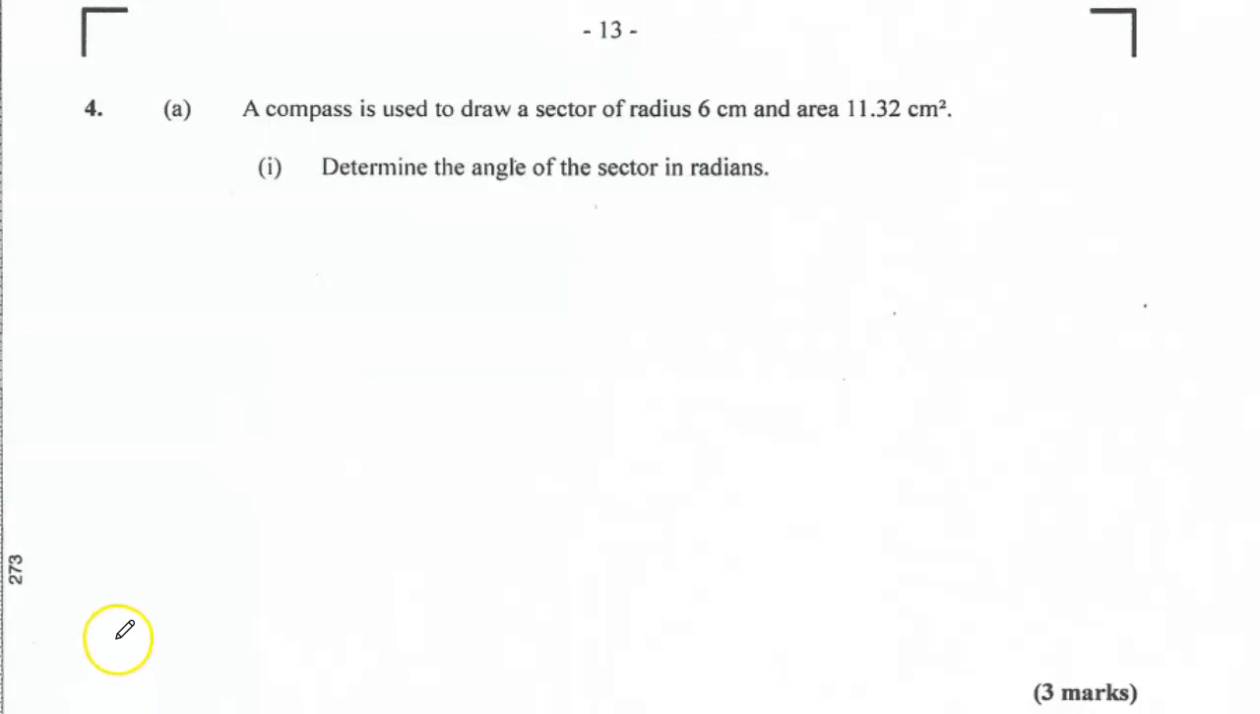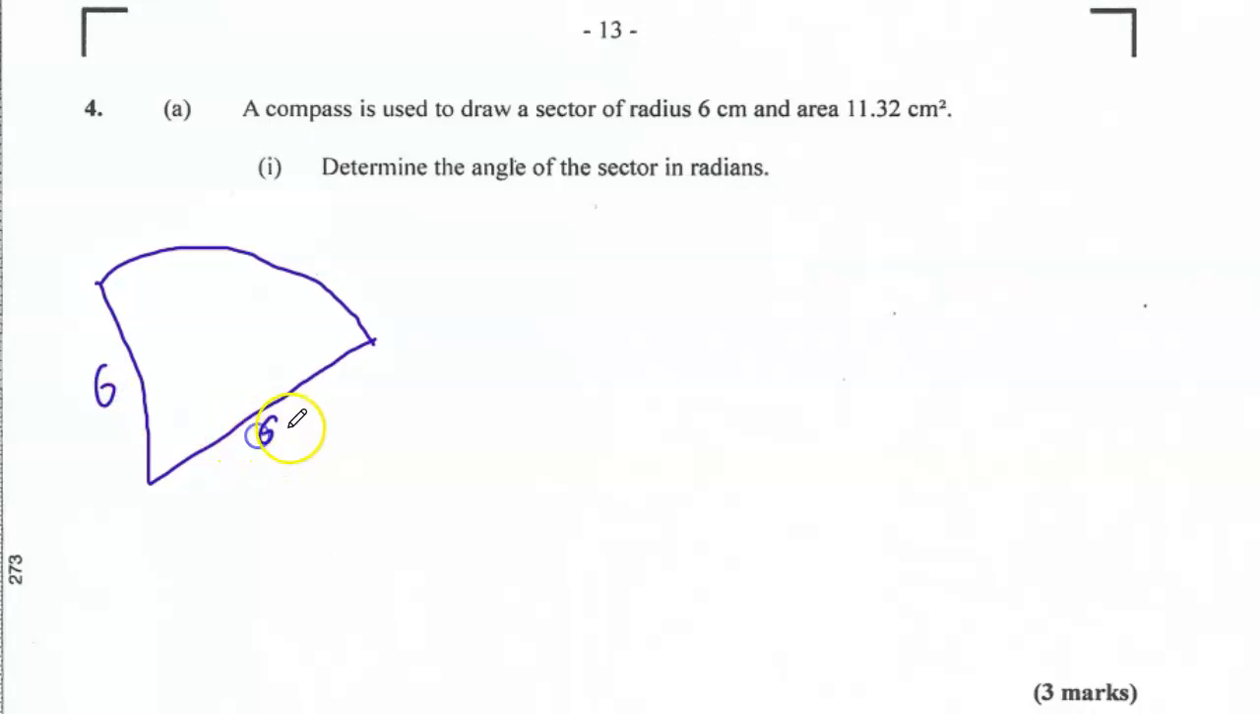Let's begin question 4. A compass is used to draw a sector of radius 6 centimeters and area 11.32 cm square. Determine the angle of the sector in radians. So let's do a little diagram there. So we have a circle, compass used to draw, right? So the radius is 6, so this is 6 centimeters.